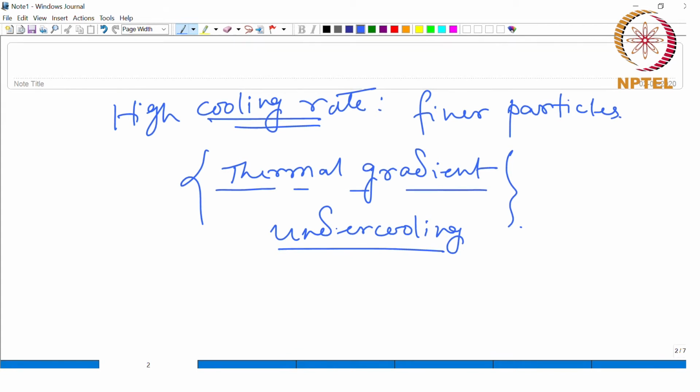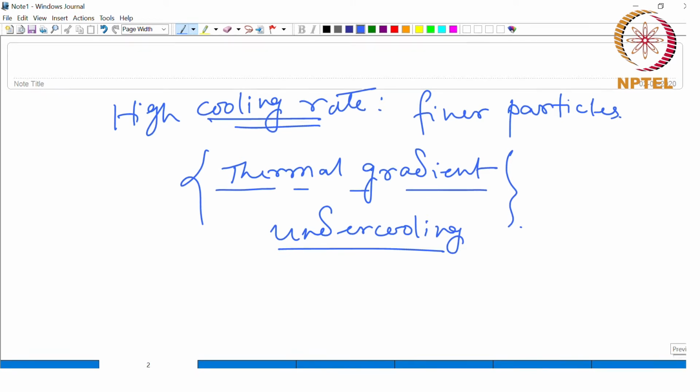Now, in order to understand the microstructure control, the first thing that you need to understand is what kind of microstructure we are talking about, and how it is affected by the parameters that we mentioned just now, like the cooling rate, the undercooling, the thermal gradients, and so on. How these parameters will affect the microstructure, right.